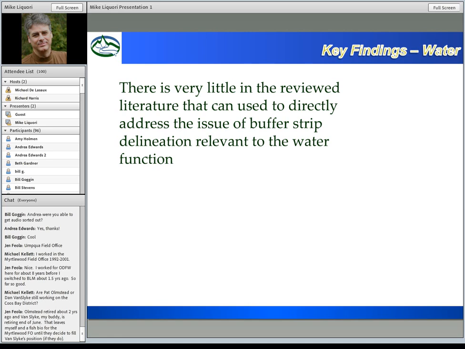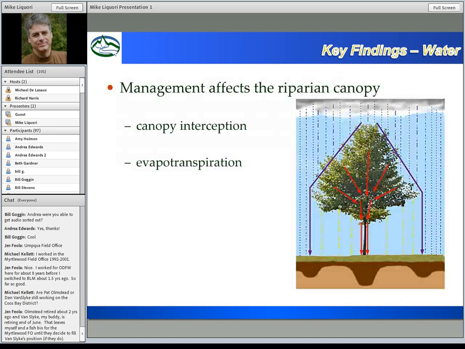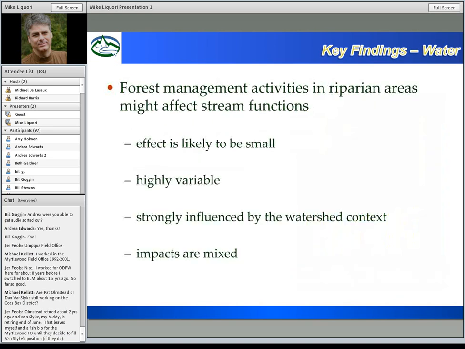In other words, the only influence that the riparian community can have is the interception of precipitation, and the riparian strips are generally very small relative to the size of the entire watershed, and therefore science has been unable to date to distinguish any difference in the riparian community. So the effects of riparian management on water functions and hydrologic functions are likely to be small.